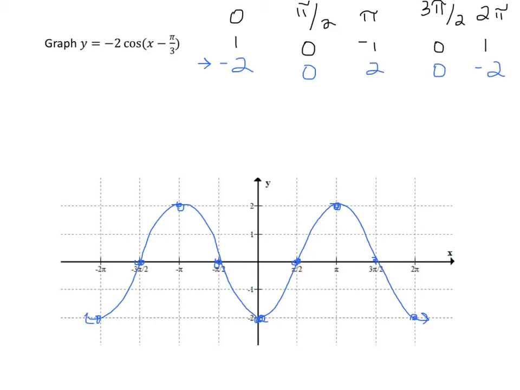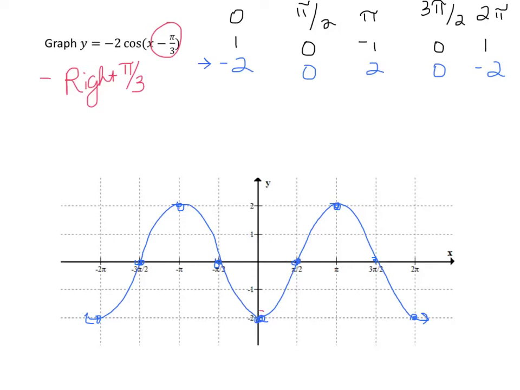Now what I will do is my phase shift. Because this is minus pi over 3, that means I have to move to the right pi over 3 units. So if I look at my graph, this distance here is pi, so if I'm looking at 1/3 of pi, it's about right there. And it doesn't have to be exact. This is just something that we're going to estimate for the most part.